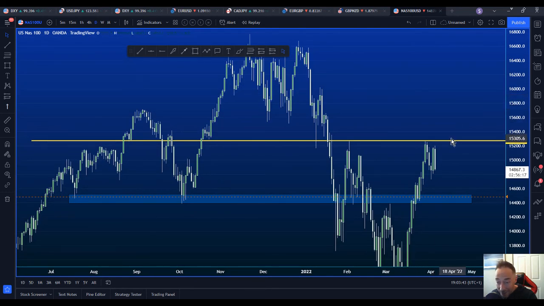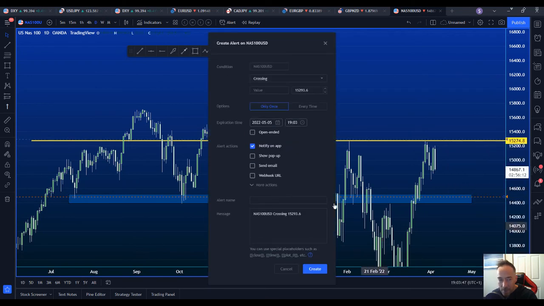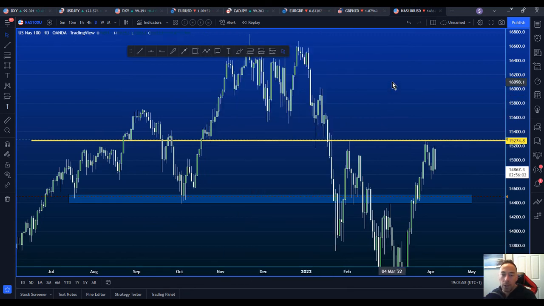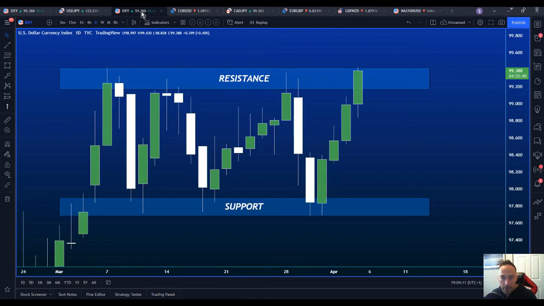I'm going to set an alert here as well, guys. Break of resistance. Love setting alerts, guys. It just means that you don't have to keep on looking at the chart to find out if price is at the levels you're interested in trading at. So yeah, alerts are our friend, as it were. So okay guys, that's it from me.